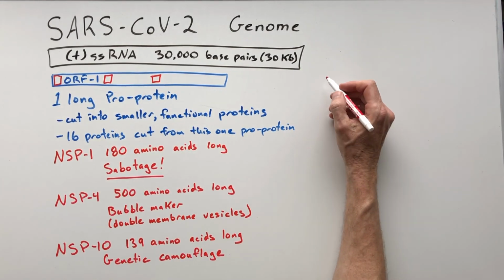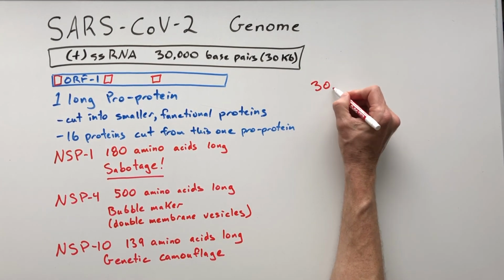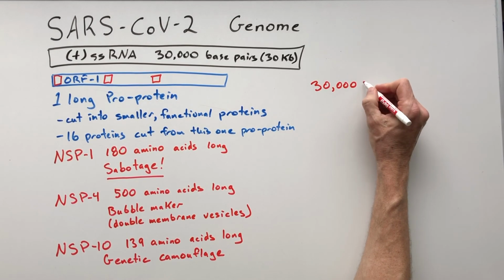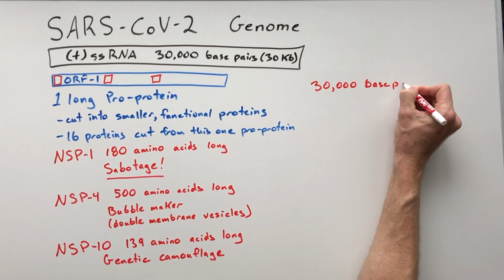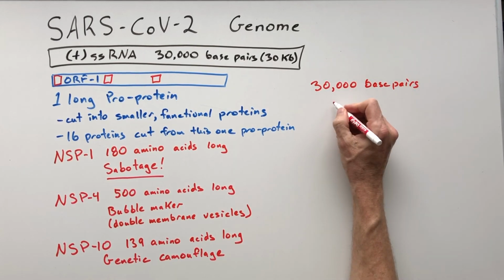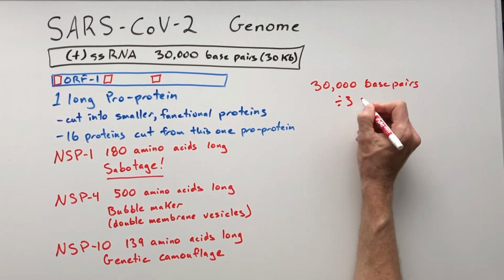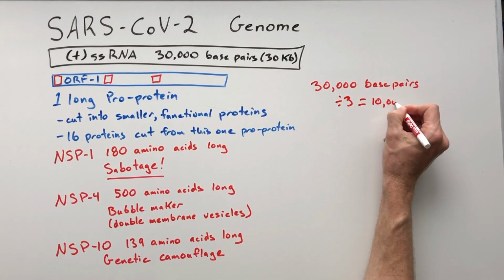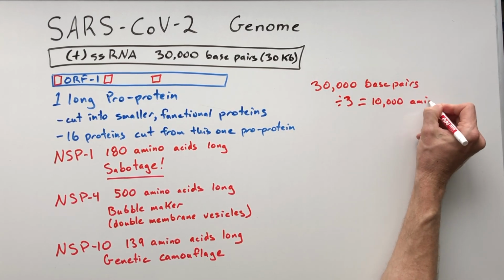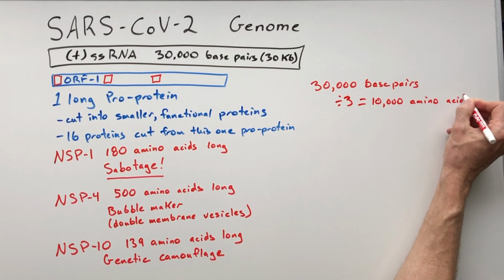And before I forget, let's do a quick review of genetics. If there are 30,000 base pairs of RNA in the SARS-CoV-2 genome, that translates to 10,000 amino acids. You need 3 base pairs of RNA to code for 1 amino acid.